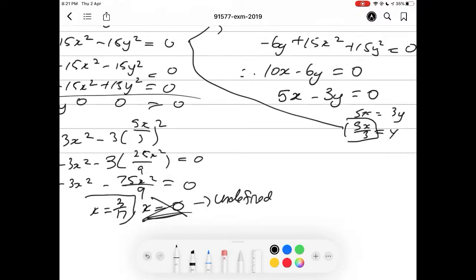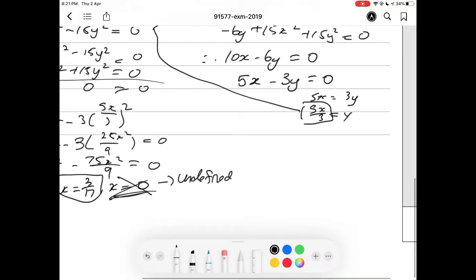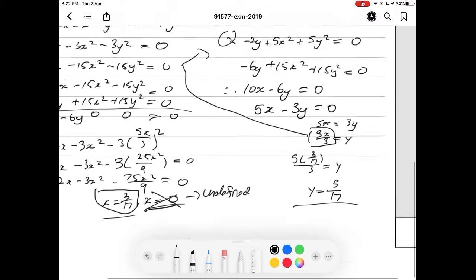So therefore your x equals 3 over 17 is a valid solution, because that makes the denominator not 0. So if x equals 3 over 17, then we'll find our y. 5 times 3 over 17, over 3, equals y. That gives you y equals 5 over 17. So that is your set of solutions: x equals 3 over 17 and y equals 5 over 17.